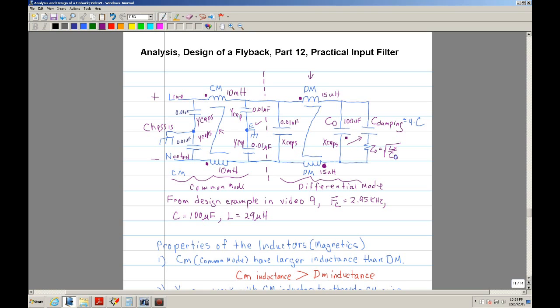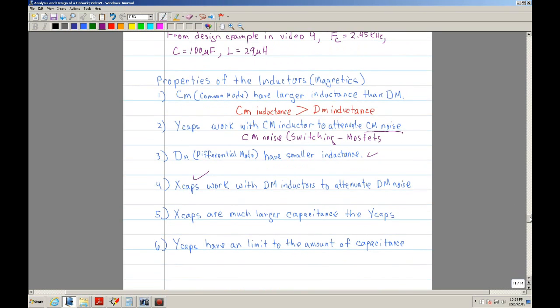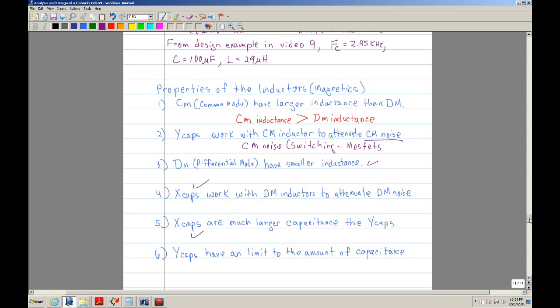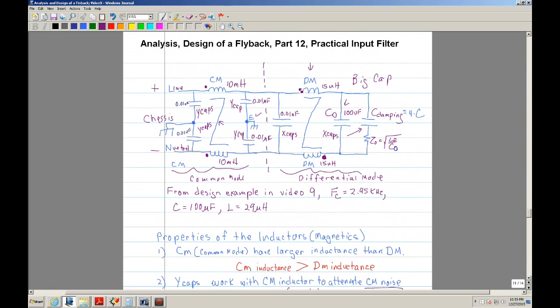These are usually big, or at least the first one, to the right, is usually a big cap. And what it does is filter out differential signals. So now let me go back. That's number 5, which I already said, that the X caps are usually larger than the Y caps. That is true.